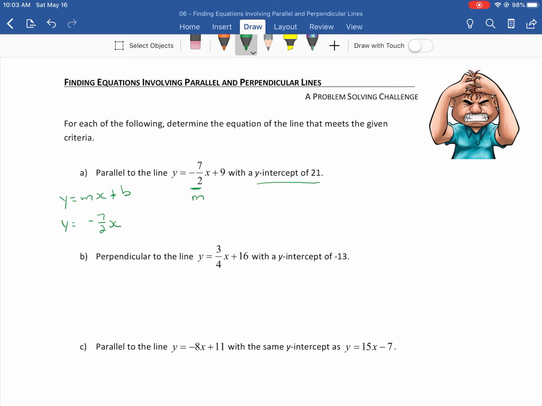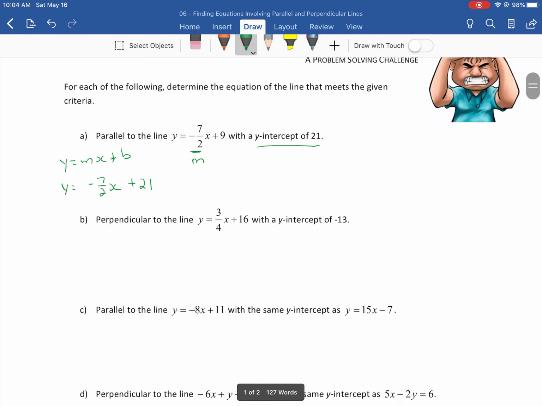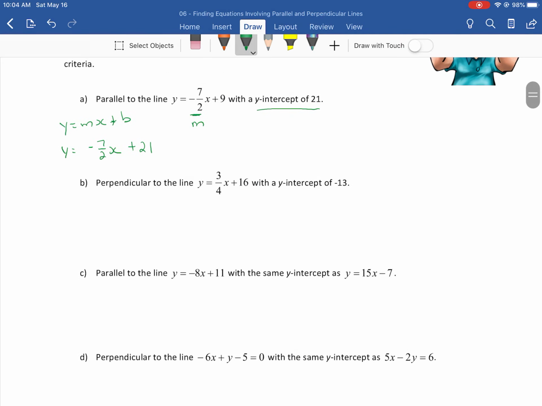Now, in this particular question, they kept life pretty easy because they actually said what the y-intercept was as well. So the only thing I had to do in this question was think about what parallel means, and that means same slope. Okay? So all the rest of these questions just up the difficulty level a little bit each time. So next one, perpendicular this time.